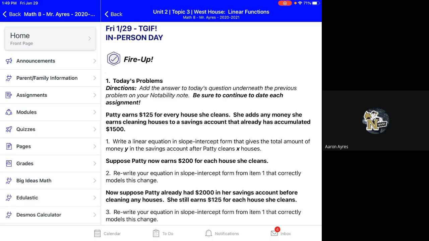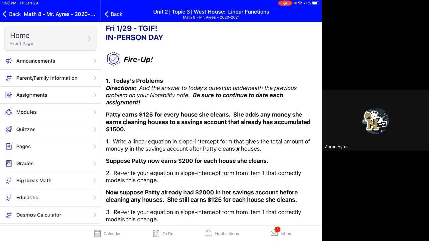And your assessment is on not Monday, but the following Monday, Monday the 8th. So we'll finish up stuff on Tuesday, review Thursday, assess on Monday. That's also the day that all your assignments for this first topic are due. If you don't have it done on Monday, the 8th, I'm not taking it after that point. So get that done.